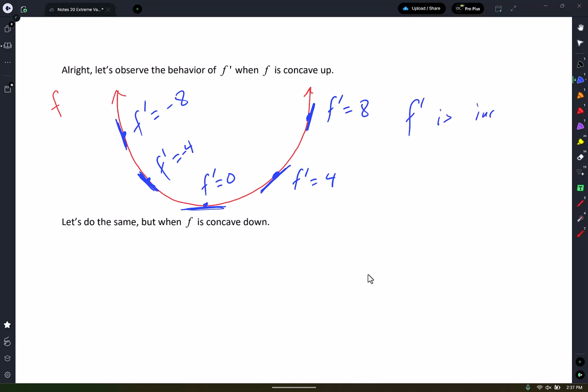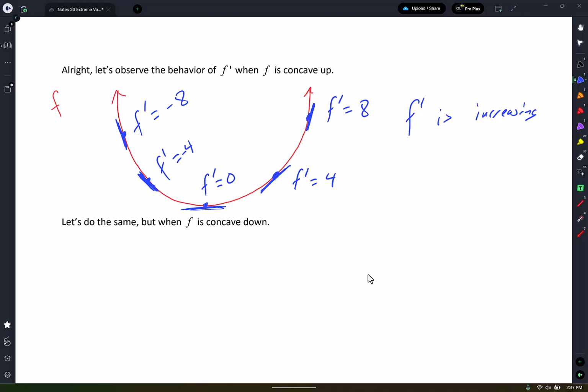F prime is increasing. Guys, the only way f can be concave up is if f prime is increasing. That's the only way. This is a strictly concave up graph. You agree? Your slopes must be increasing in order for you to have concave up. The increasing slopes is what created this figure of concavity. -8, -4, 0, 4, 8. Because I have my slopes increasing, that's what creates this shape on my f graph.